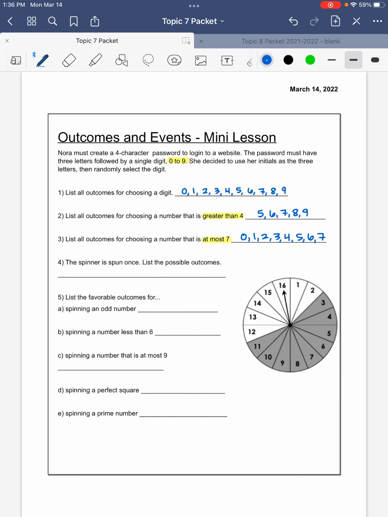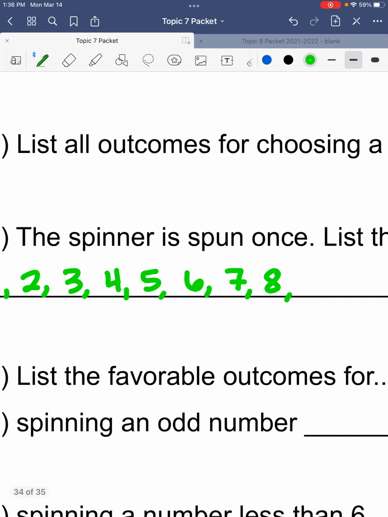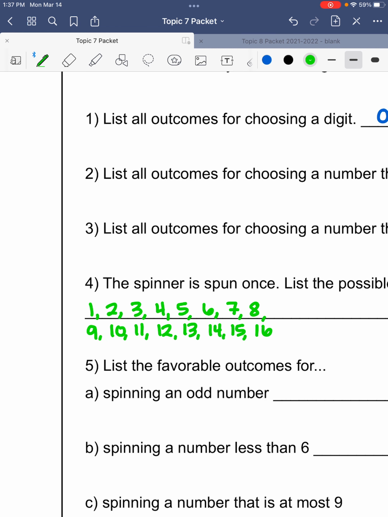Okay? So that's it for that first little section. Let's look at number 4. It says the spinner is spun once. List the possible outcomes. Well, we've got 16 sections on this spinner. So our outcomes are 1 through 16, and I'm going to list them all out. So 1, 2, 3, 4, 5, 6, 7, 8. And then just to save room, 9, 10, 11, 12, 13, 14, 15, and 16. So all sections of the spinner are listed there.